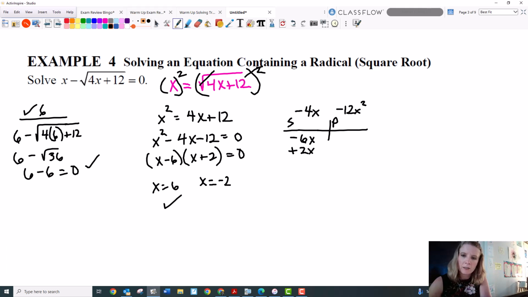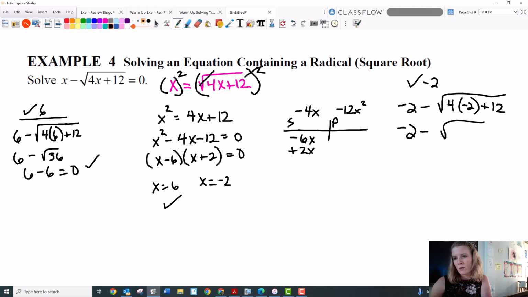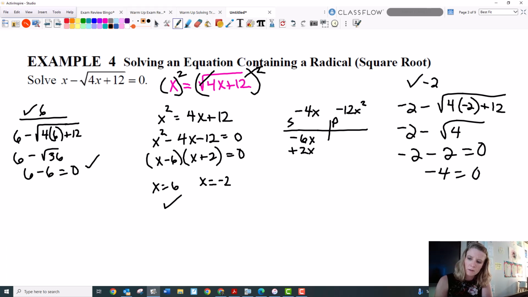Now we're going to check negative 2. I'm going to do it over here. So negative 2 minus the square root of 4 times negative 2 plus 12. That's negative 2 minus the square root of negative 8 plus 12 is 4. So negative 2 minus the square root of 4 is negative 2 minus 2. That does not give me 0. Because what happens is when you're squaring both sides, sometimes that just creates an extra answer that doesn't work. So you always have to check them.